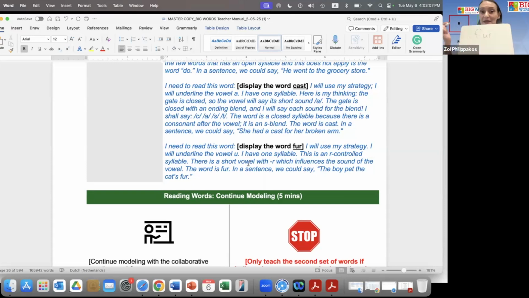What will I do? I will use my strategy. I will underline the vowel, and I see I have an R control because I have the R next to it. I have one syllable. This is an R controlled syllable. There is a short vowel with an R which influences the sound of my vowel. The word is fur. In a sentence, we will say, the boy pet the cat's fur.